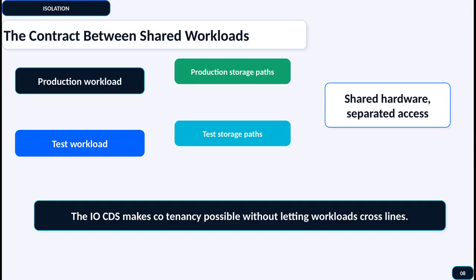One practical reason the IOCDS exists is to support separation of workloads. Picture a company running production work and testing work on the same large machine. Production data must stay protected. Test activity must not accidentally touch production storage. The IOCDS acts like a formal contract between the workloads. It says which paths production can use, which paths test can use, and which resources must remain separate. This gives the organization the benefit of shared physical power without losing the safety of isolation.